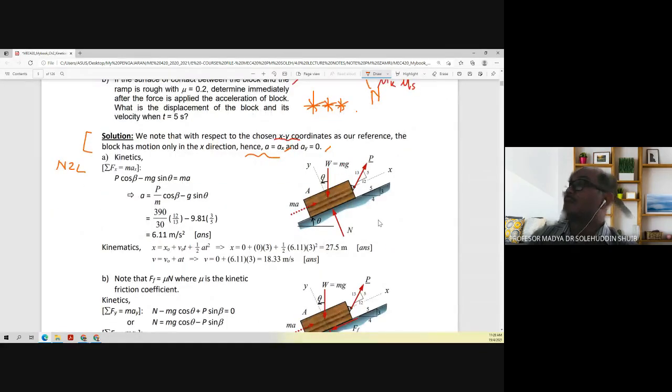Based on this figure, you're going to have P cosine beta minus mg sine theta, this direction, equal to ma, which follows the same direction. So you solve for a. You're going to get it in this form.